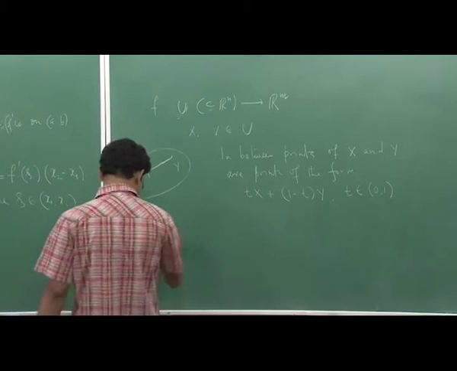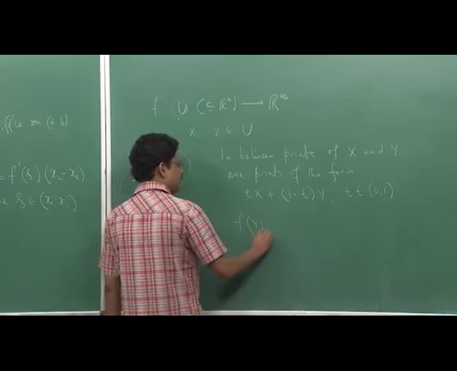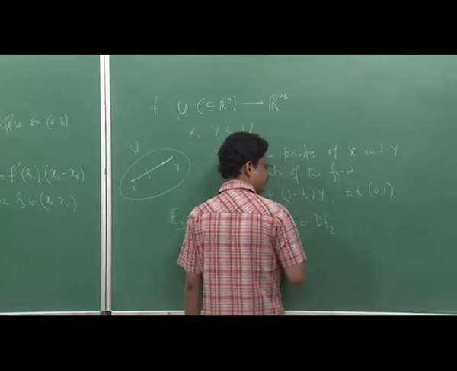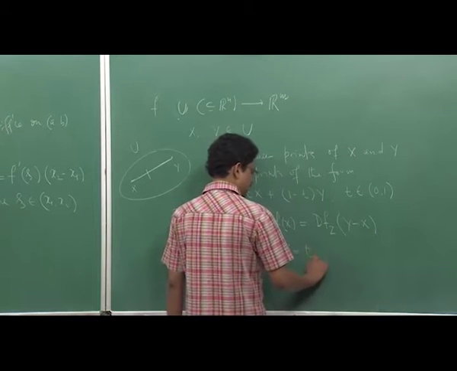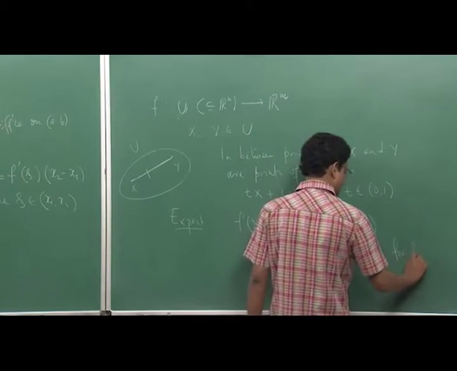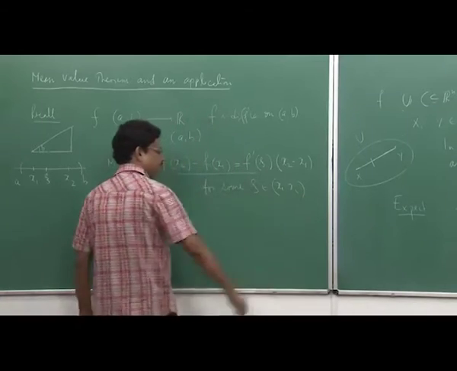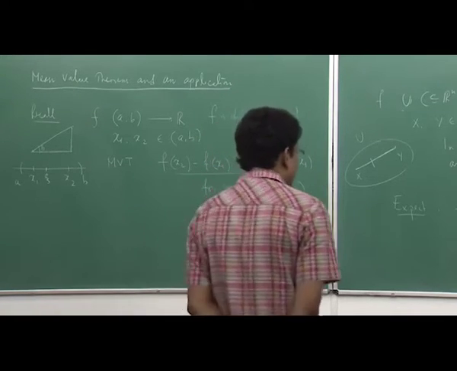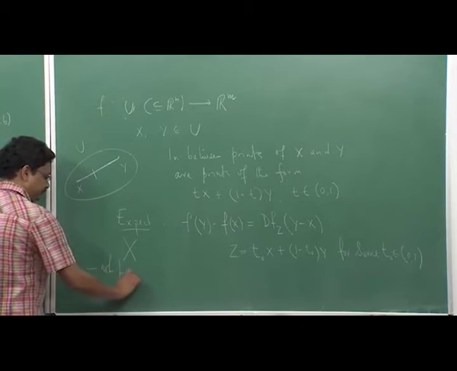So, we should expect that a statement like this holds, that MVT should read like f y minus f x equal to df at some z applied to y minus x, where z is t naught x plus 1 minus t naught y for some t naught in 0 to 1. That will be the exact analog of this statement. This is what you should expect for MVT in several variables. Unfortunately, this does not happen. This is not true.